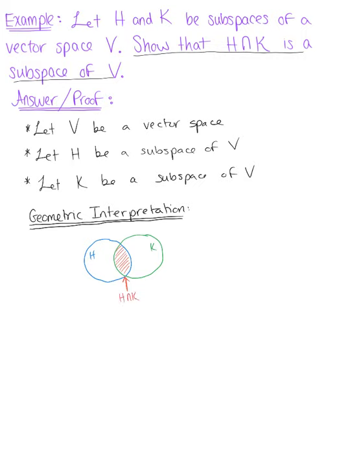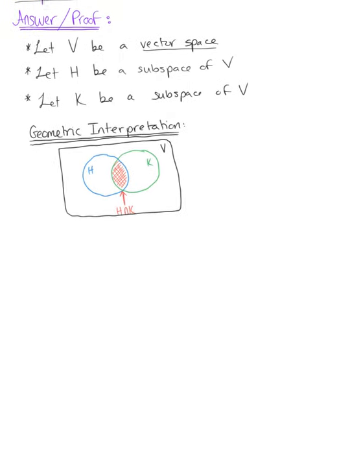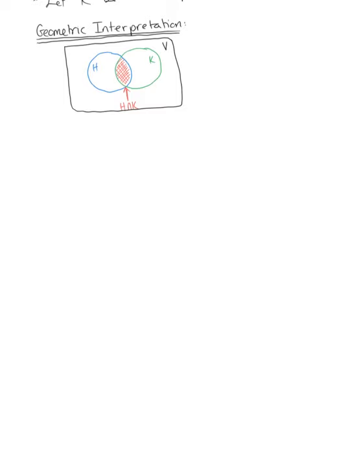If we actually really wanted to relate this to a Venn diagram, let's let this be the universal set V. We let our vector space be our universal set. So we can see that H and K are subspaces of that vector space V. We can also visualize here that our intersection is a subspace. But now we want to confirm this. So we need to show that those three properties are holding true. And let's give ourselves lots of room here.